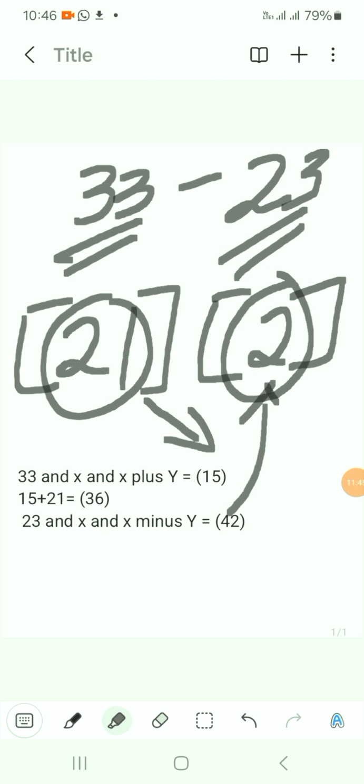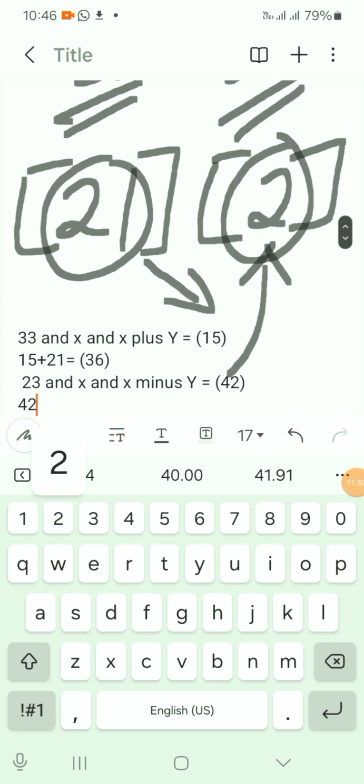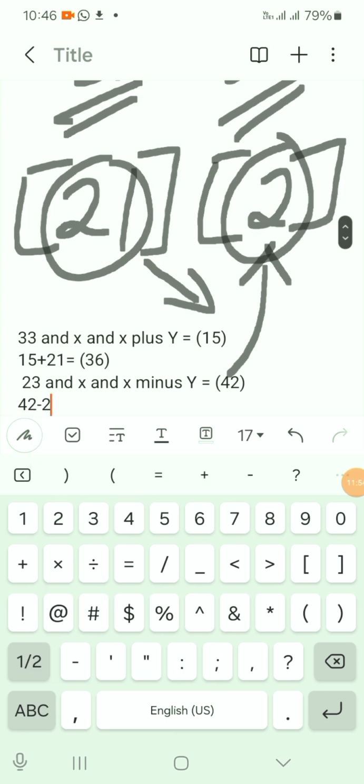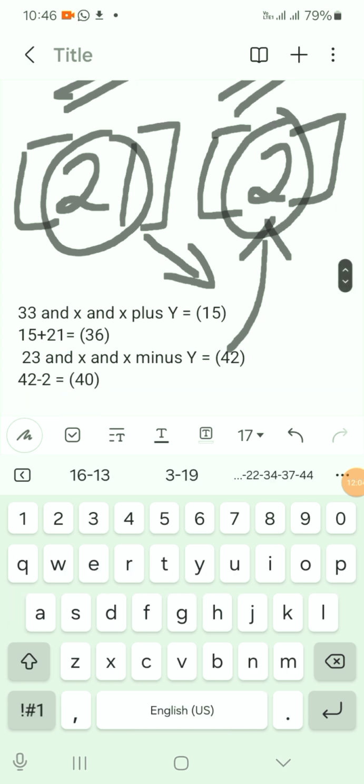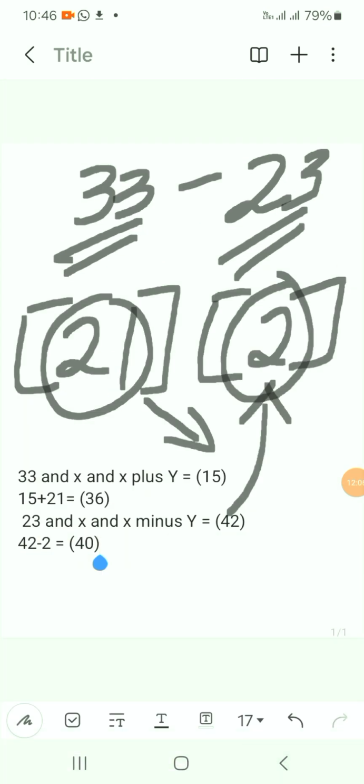42 is going to subtract 2. We say 42 subtract 2, it equals to what? It equals to 40. And then we will have predicted our numbers, which are 40 and 36.